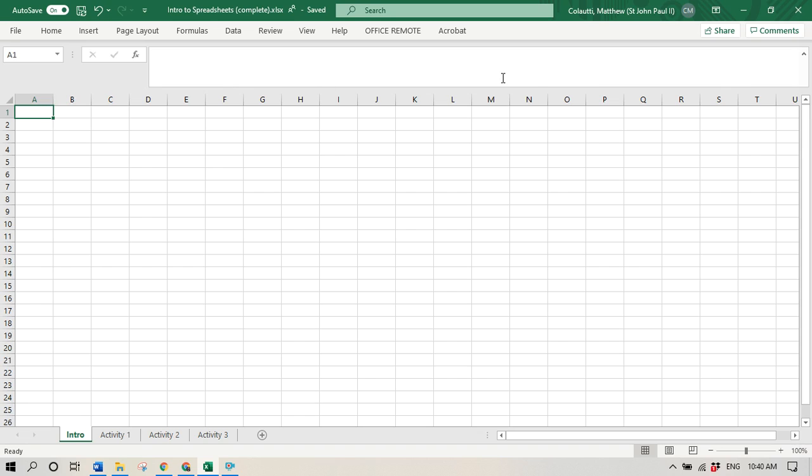Just to explain what we're looking at, this is a spreadsheet. Now I'm using Microsoft Excel, but you could just as easily use Google Sheets, which is a free app, and there are other spreadsheet applications out there as well.